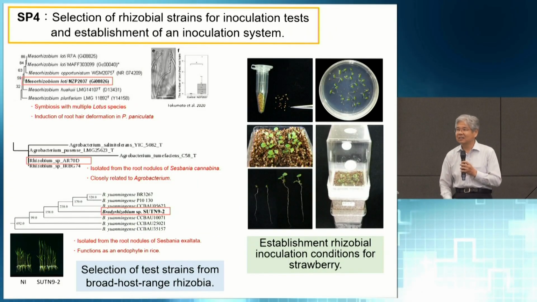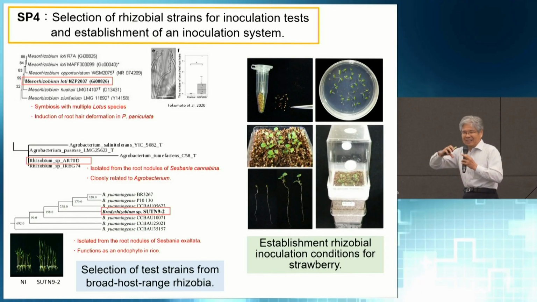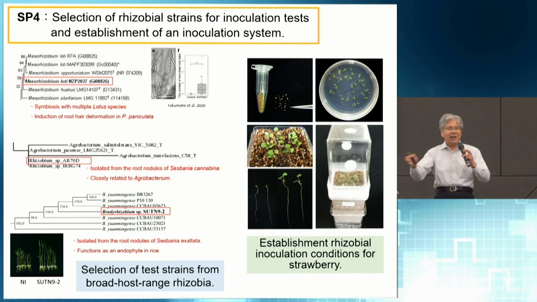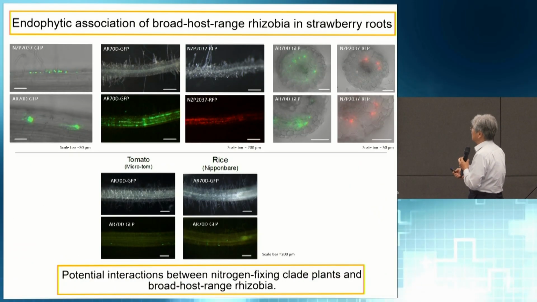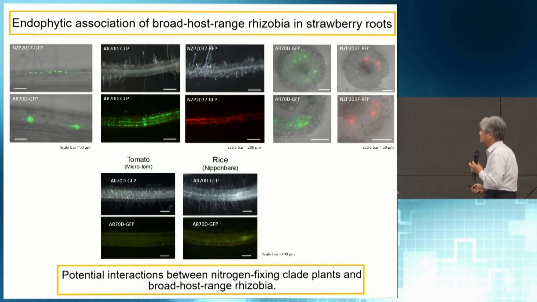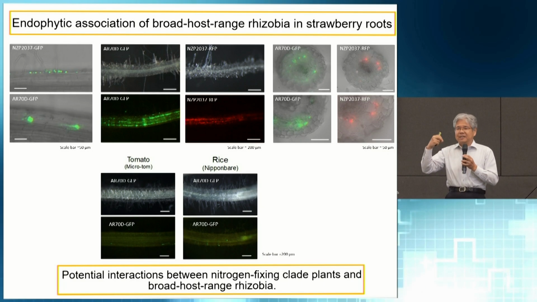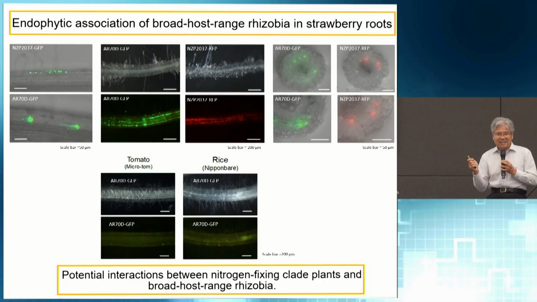Then we checked whether the rhizobium can be accommodated in that nodule-like structure. So we tested several rhizobium strains, which have a relatively wide host range, and inoculated them to the strawberry root. Surprisingly, those rhizobia can go inside the strawberry root, and that was not found in tomato and rice. The rhizobium strains are accommodated inside the root, still in between the cells, intercellular, but endophytic activity can be found for those strains.